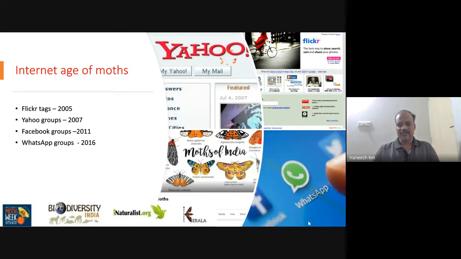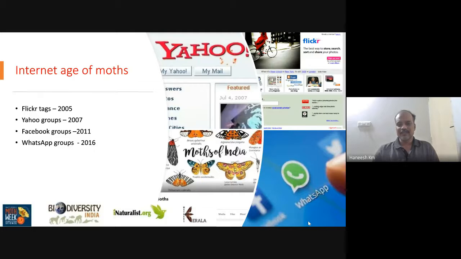A lot of the previous posts are also there. Then people were more into quick communication like WhatsApp. Presently we have an Indian moths WhatsApp group. Last day it crossed 250 members, then another group was started. So we can see many more people are coming into mothing. So it's a good trend.